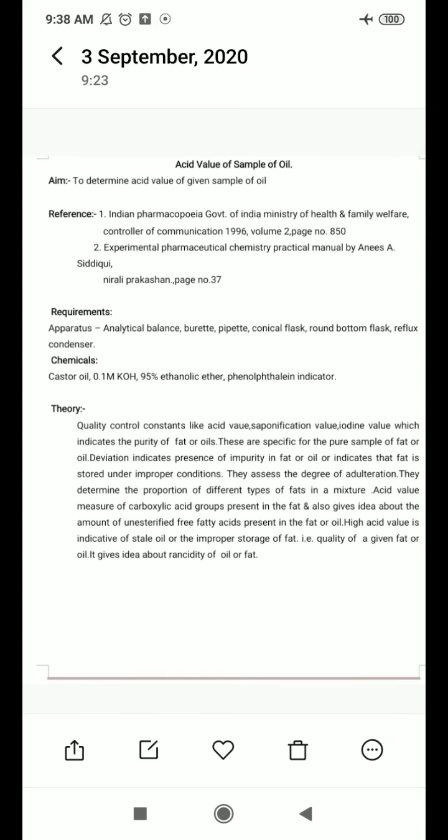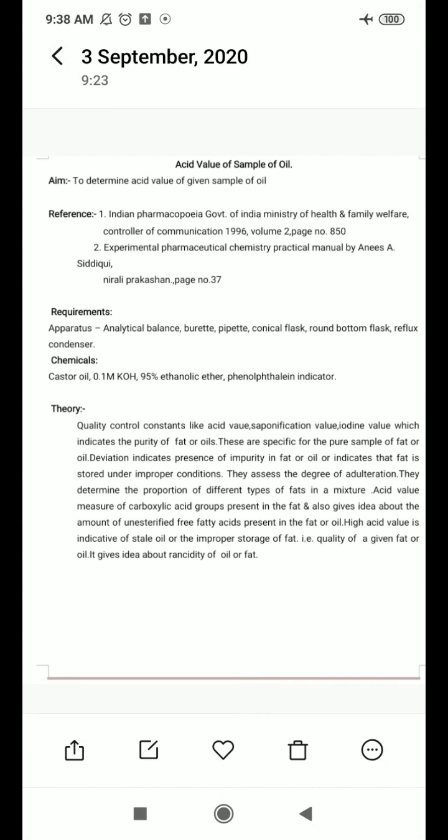This is the theory behind the acid value. Why is it important to measure the acid value? Because from the acid value we can conclude whether your sample is impure or pure. The acid value is a measure of carboxylic acid groups present in the fat, and also gives an idea about the amount of unesterified free fatty acids present in the fat or oil.